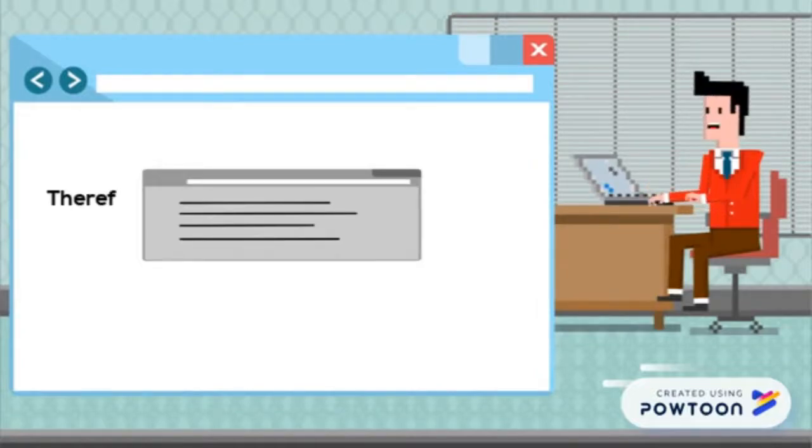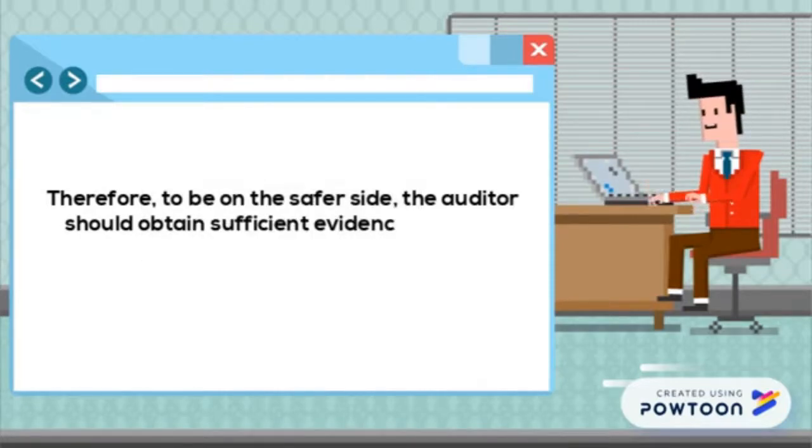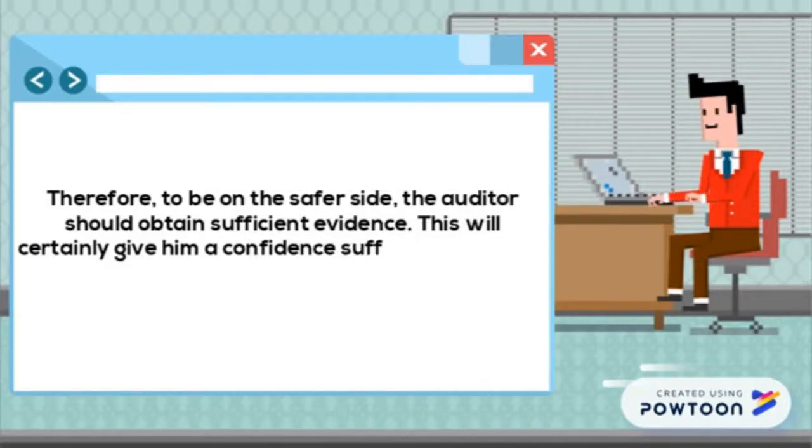Therefore, to be on the safer side, the auditor should obtain sufficient evidence. This will certainly give him confidence sufficient enough to enable him to be convinced of the basic truth or falsity of the financial data.